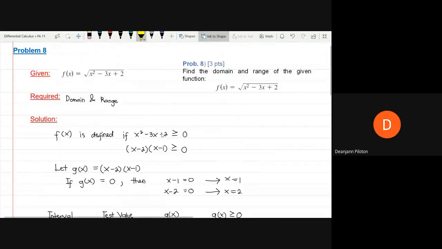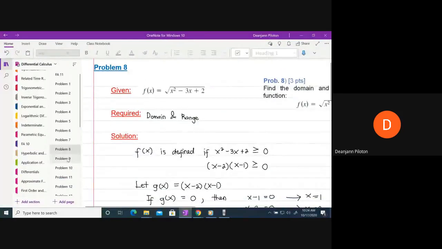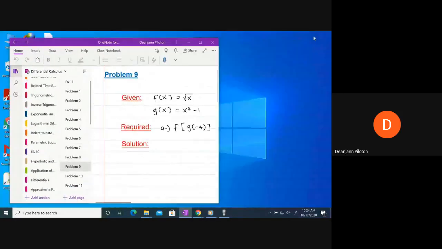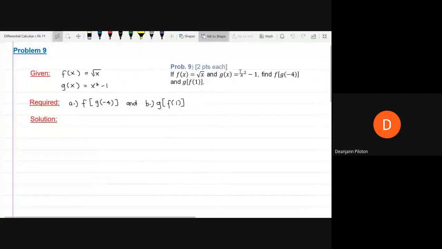Okay, so that is problem 8. So, proceed ka sa problem 9. And in problem 9, wala na gani siya bonus kay I think kani ang pinakadali sa problem. Ang buhaton lang nimo is hinay-hinayon nimo siya og solve, di ba? Ang given is f of x, square root of x for f of x. Then g of x is equal to x squared minus 1.